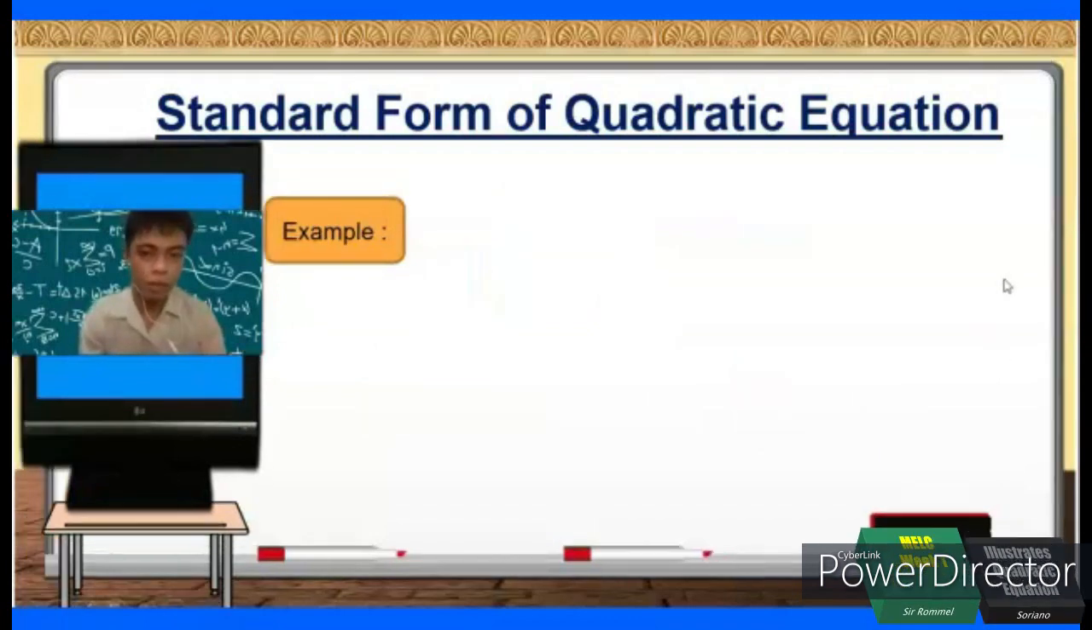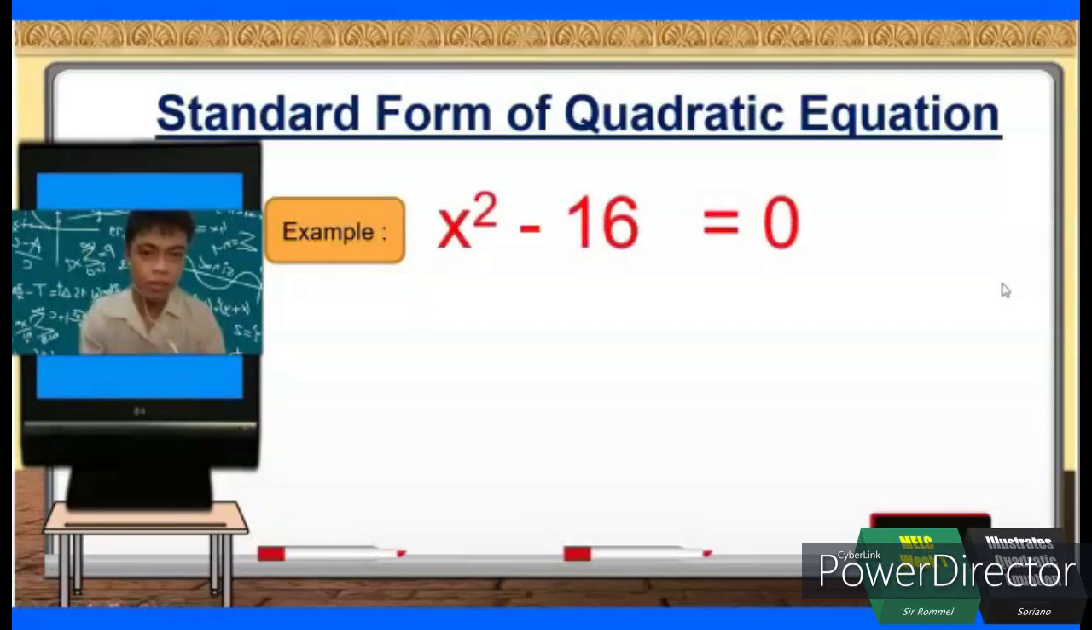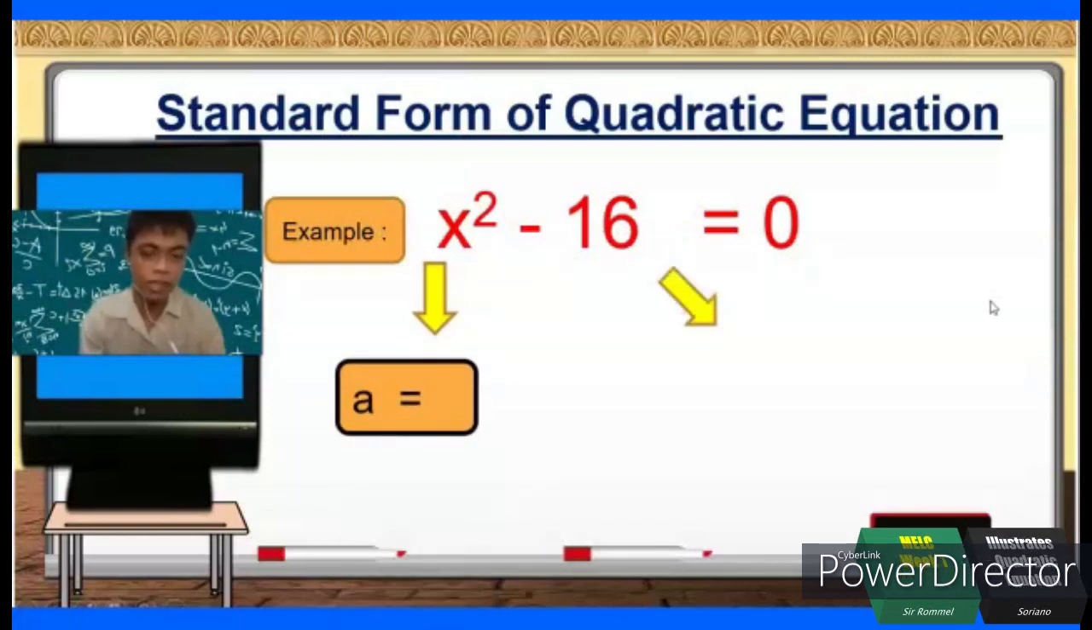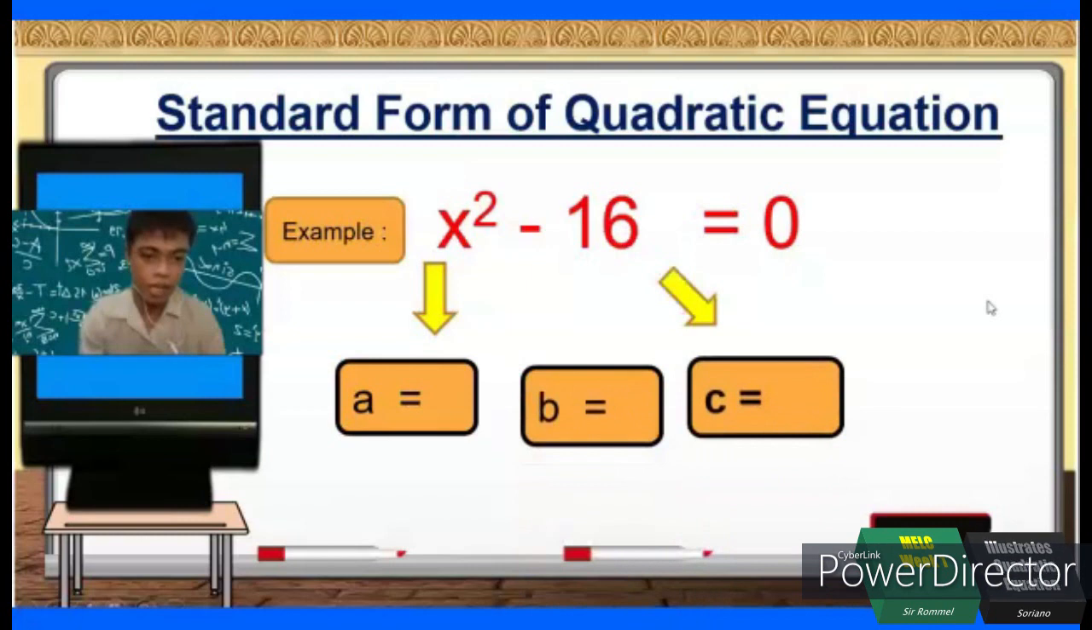Okay. Example number 4 tayo. I think na ma-master na natin how to identify the values of A, B, and C. So, ito naman. Okay. Ano masasabi nyo? Ano ang nawawala? Okay, nawawala ang linear term. So, identify natin yung values ng A, B, and C.